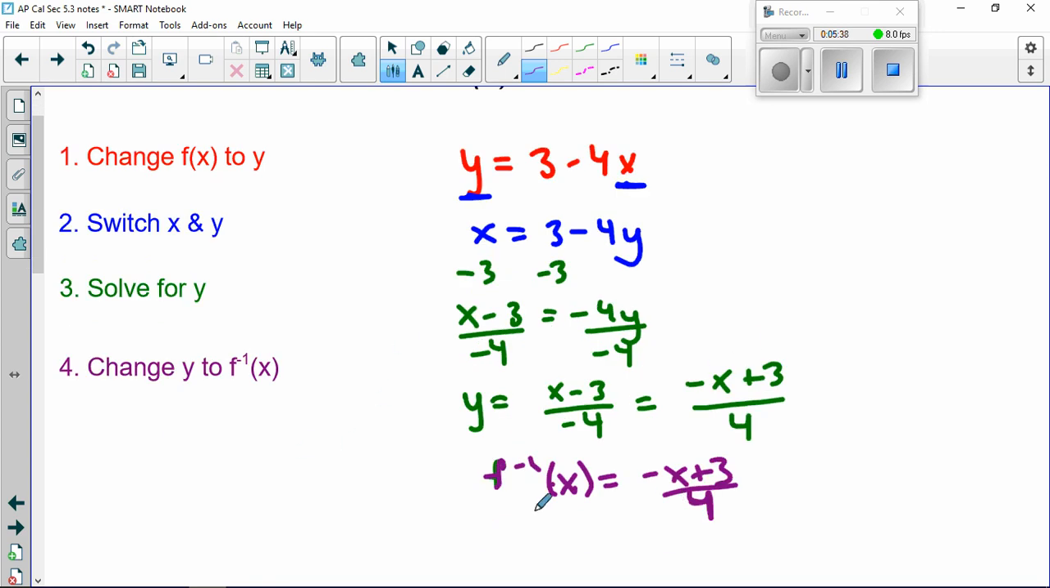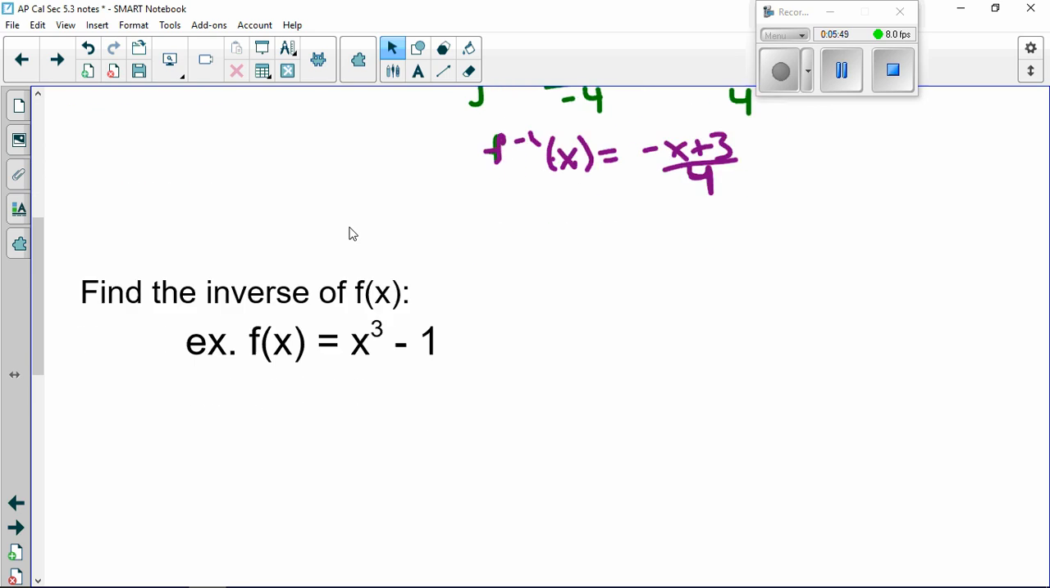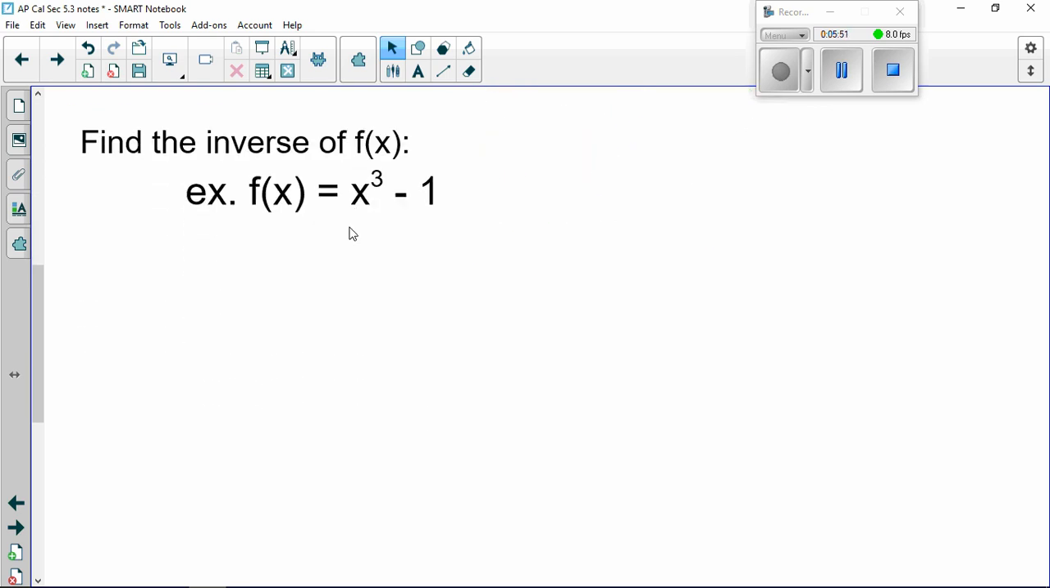Okay. So that's how we find an inverse function. Switch the x and y, solve for y, basically. And just watch your notation. So the next inverse, let's do this again. So let's follow those same steps that hopefully you made a note of.